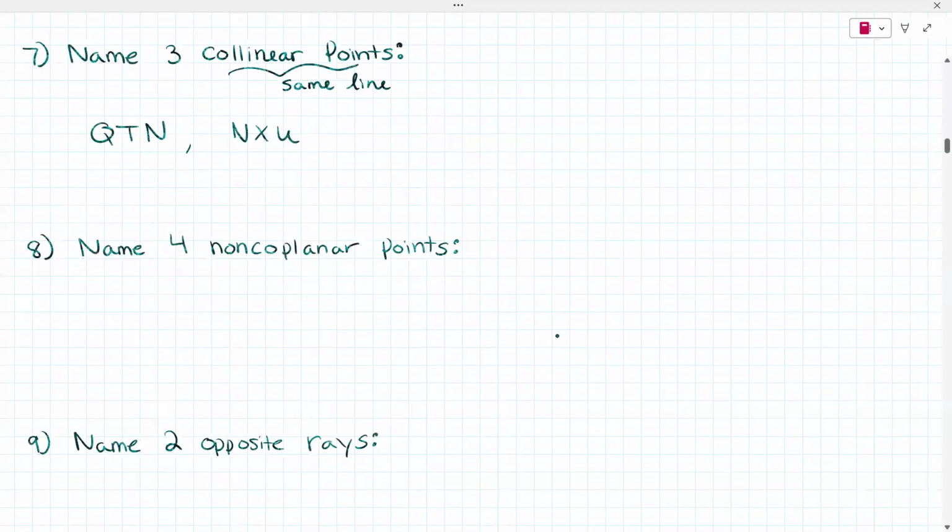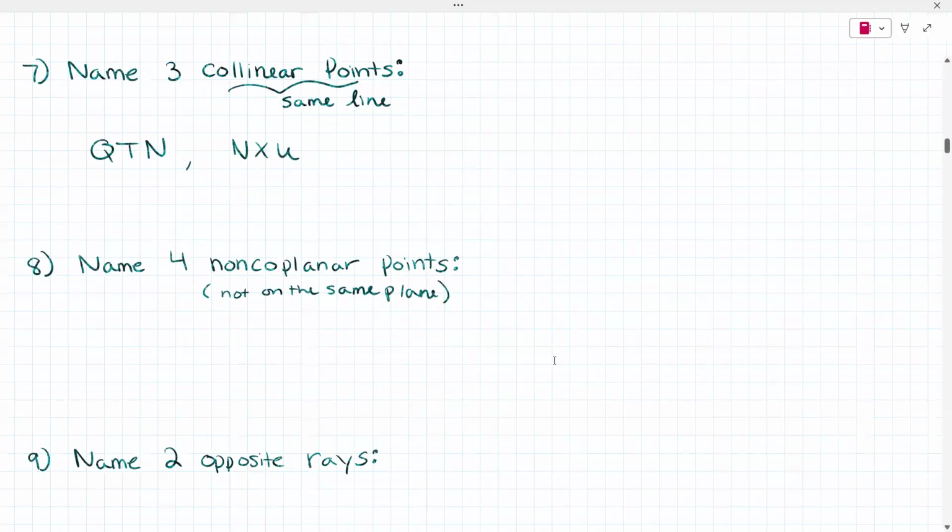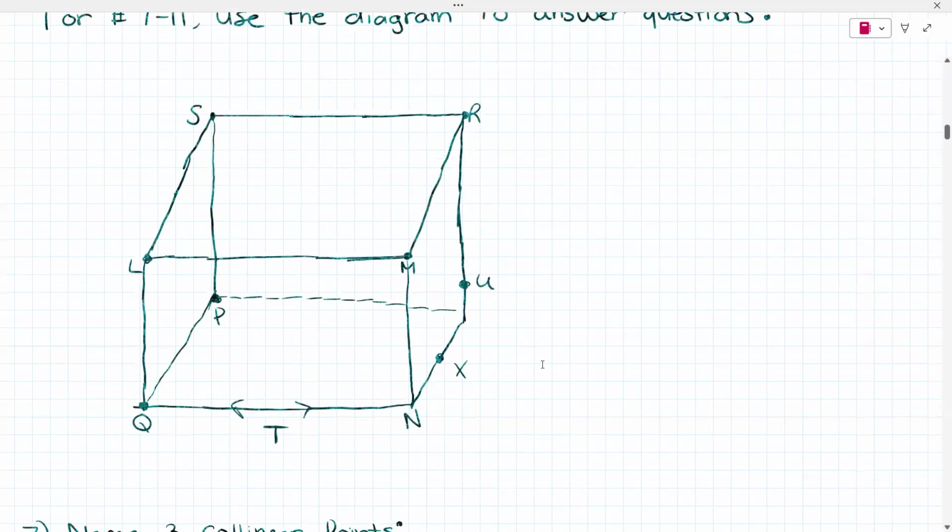Okay, number 8 says name 4 non-coplanar points. So what does non-coplanar mean? Not on the same plane. Okay, so let's look at our figure. Name 4 non-coplanar points not in the same plane. So maybe L, P, M, where's M?